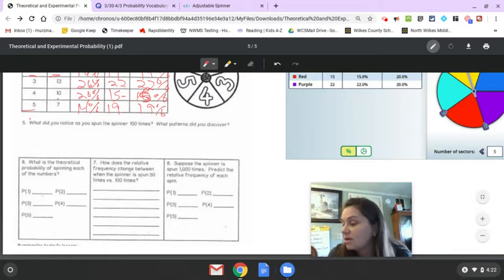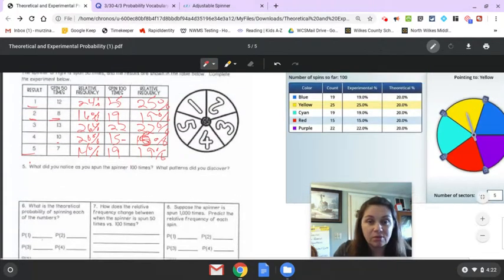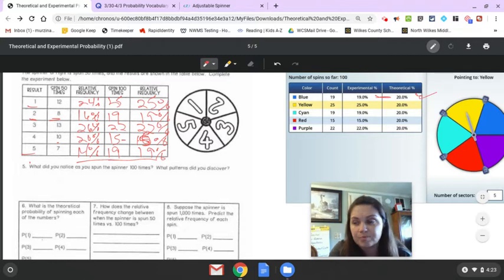Number 5 says, what did you notice as you spun the spinner 100 times? And what patterns did you discover? Well, the only thing that I kind of discovered as we were spinning that, which is kind of what should happen, was most of the numbers, not all of them, got closer to its actual probability. There we go. There's the word I'm looking for. The first one, the blue one, 19%. That's actually this one. It went from 14% to 19%. So that one got a little bit closer to its actual.